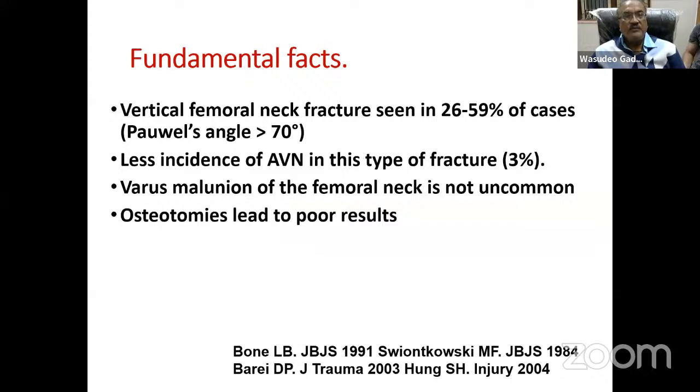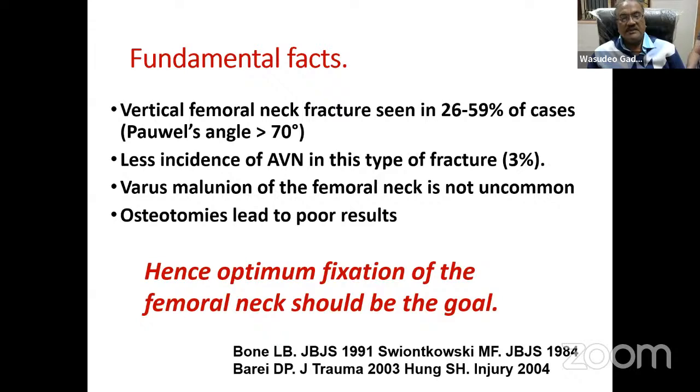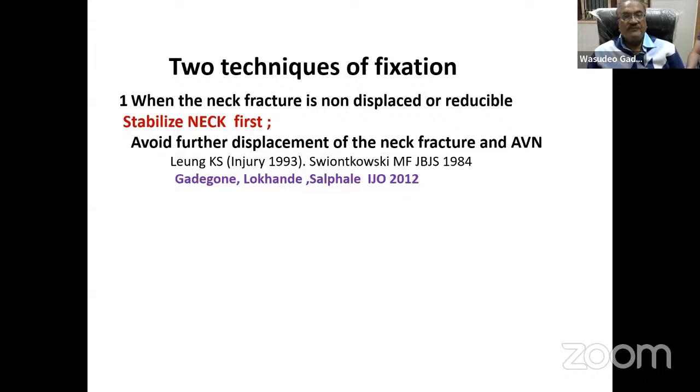So the fundamental fact: vertical fracture of the neck femur is seen in 26 to 59% of the cases, with Pauwels angle more than 70, but there is a lower incidence of AVN in this type of fracture because most of the brunt of the trauma is on the fracture shaft of the femur and very little on the hip joint. Therefore, the anatomical configuration as well as the vascularity is not jeopardized. Malunion of the femoral neck is not uncommon, and osteotomy leads to poor results. Hence, optimum fixation of the femoral neck should be the goal. Two techniques of fixation.